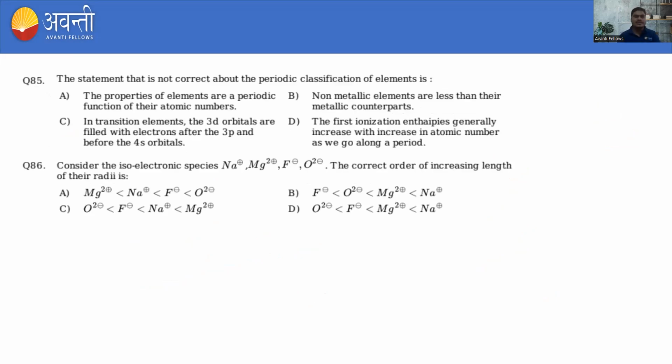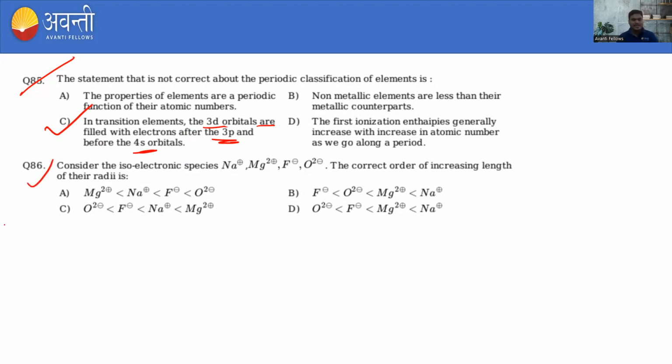The next one is the statement that is not correct about the periodic classification of elements. So you have to identify the statement that is not correct. Right. So in the transition elements, the 3d orbitals are filled with electrons after 3p and before 4s. So this statement is incorrect. This is not the correct one. This is very much simple from the above principle only.